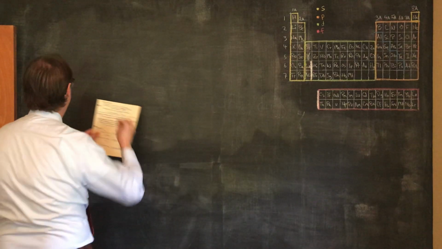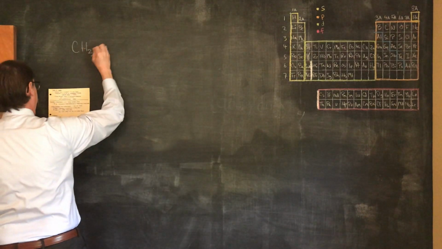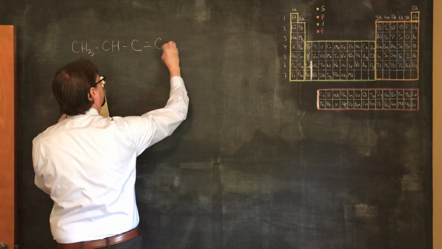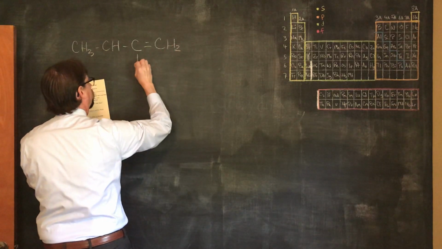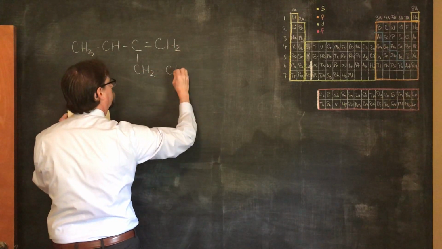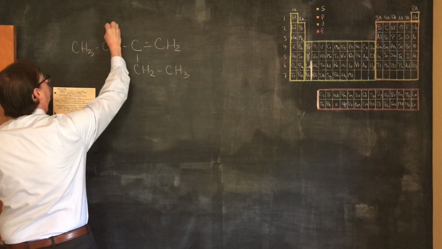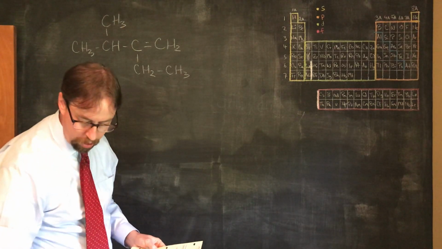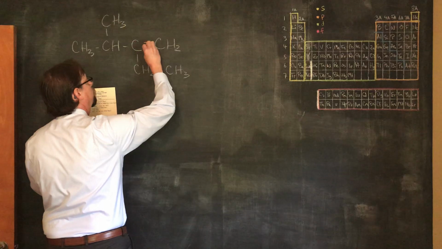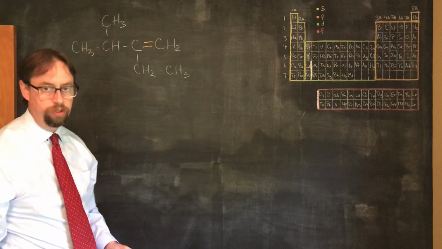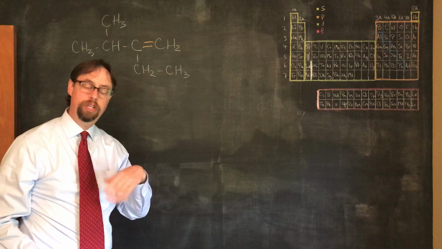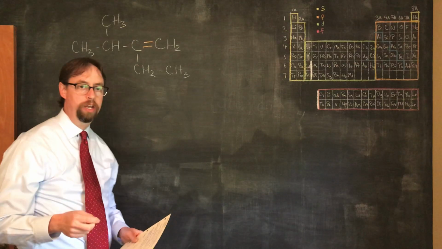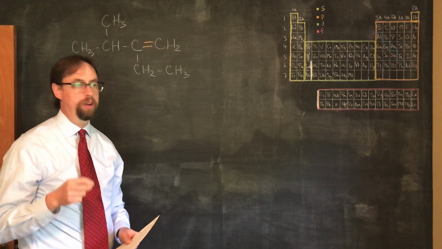So the first one here is something that looks like that. Let's first off look, here's the double bond. Let's just make that real distinct right there. So there's our double bond. That makes it an alkene, so the ene ending. Now let's look for the longest chain that includes that double bond.